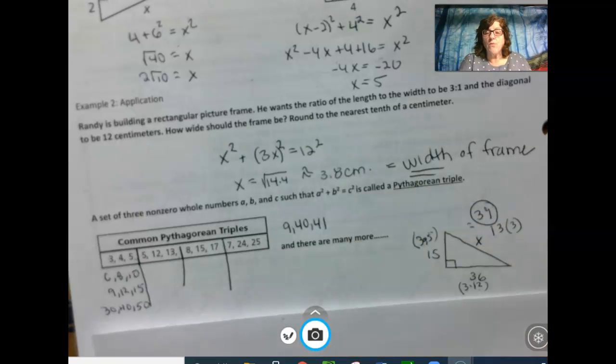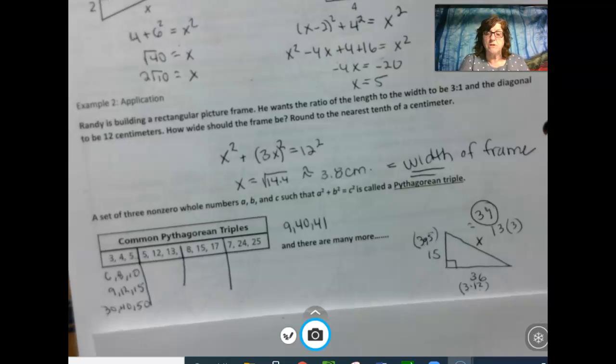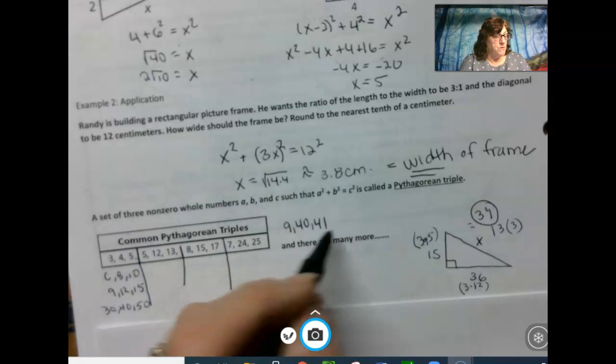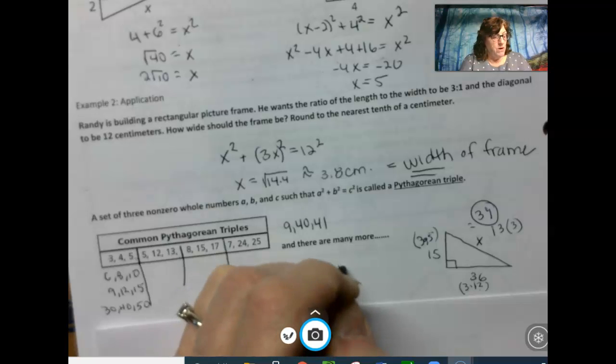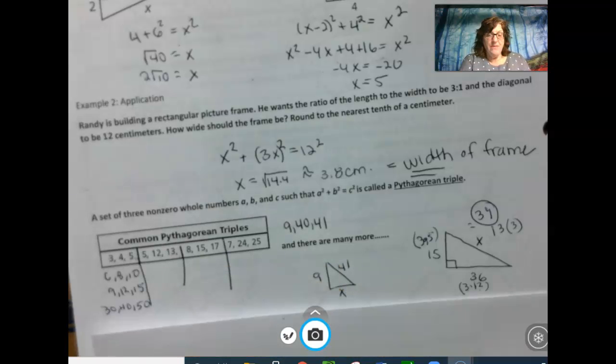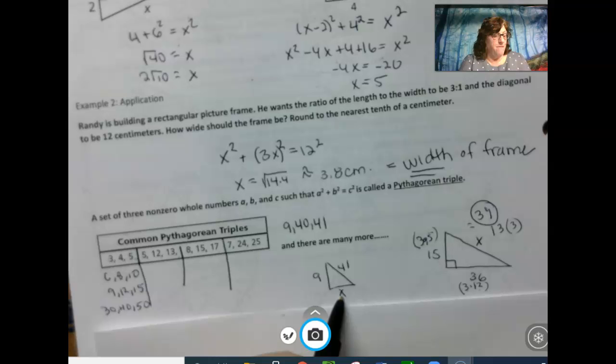So it's a very quick way to solve for the unknown side, and your only justification that you would have to give me is to state Pythagorean triple. You don't even have to show me an equation. Just say Pythagorean triple. So for example, this one right here, if I said to you I have side lengths of 9 and 41, and this is unknown, then you could say 40, Pythagorean triple, and you're done.